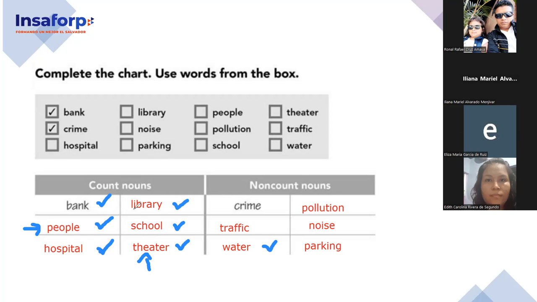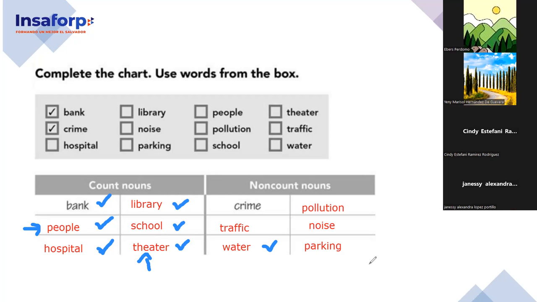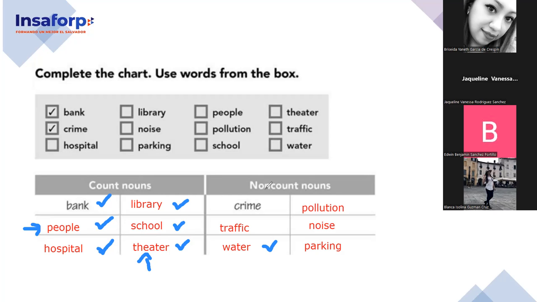Okay, so nos acabamos los pronouns, right? We don't have pronouns anymore. Now, okay. Non-counts. Make a sentence with one of these ones. Okay. The traffic in San Salvador is terrific. Thank you so much. Very good.